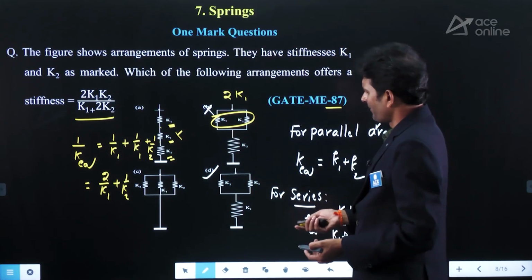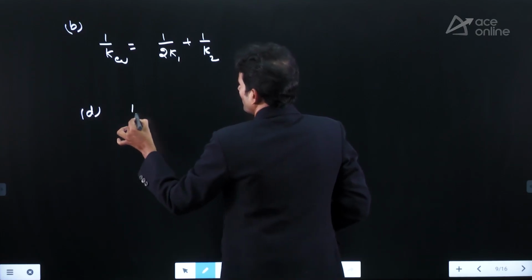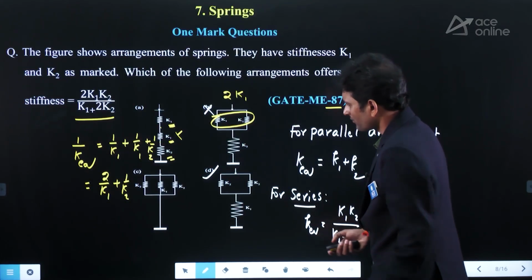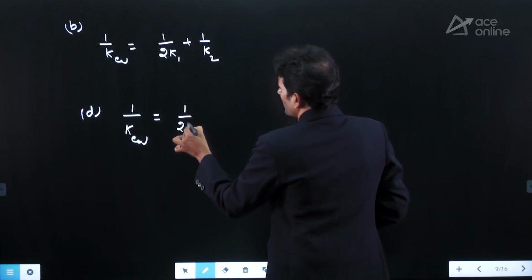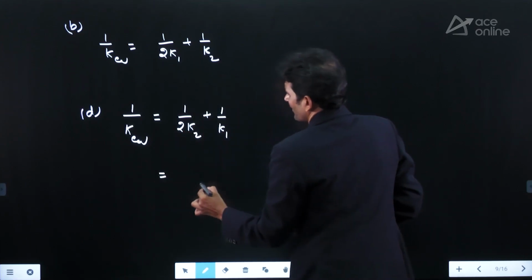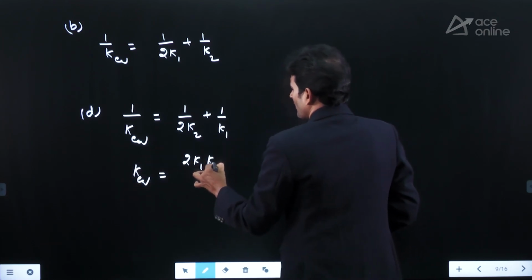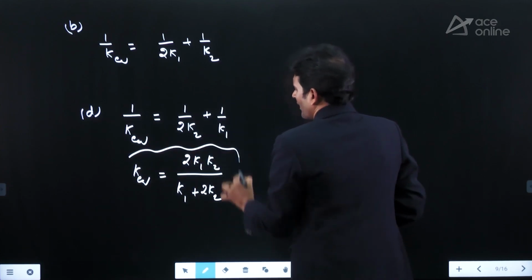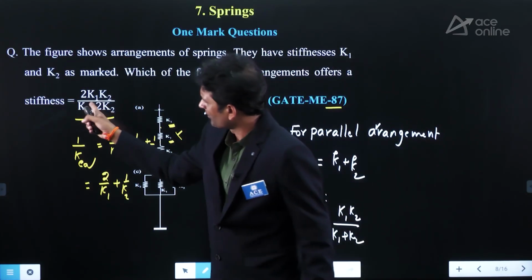Then I try to verify whether I am getting that or not. Option D, when I am taking 1 divided by K equivalent equal to 1 by K2, 1 by 2K2 plus 1 by K1, my dear friends. Take the LCM. If I take this one, K equivalent equal to 2K1 K2 divided by K1 plus 2K2. We are getting this one. Obviously, look at, your asking is also only the same thing.